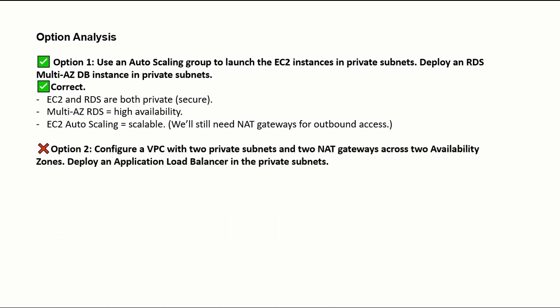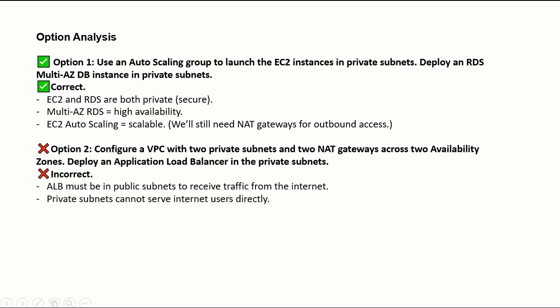Option 2, configure a VPC with two private subnets and two NAT gateways across two availability zones. This is incorrect, because the ALB must be in a public subnet. The application load balancer must be in a public subnet to receive traffic from the internet. If we put it in a private subnet, we cannot access it from the internet directly.